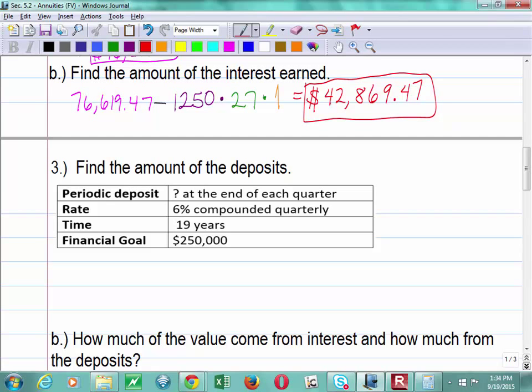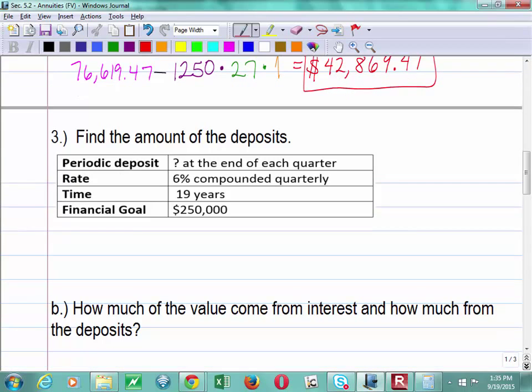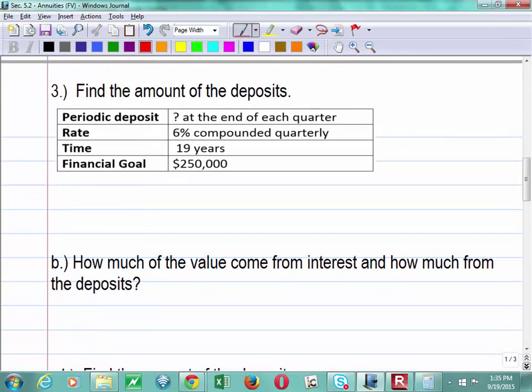Alright, so now we're going to do a couple problems where we find the amount of the deposits. So we want to know if we have a goal of saving up $250,000 over 19 years, how much do we need to deposit at the end of each quarter if we have interest that's 6% compounded quarterly.